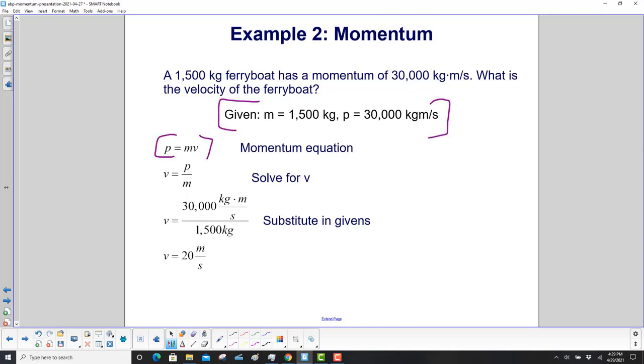So we need to solve that equation for v, and we do that by dividing both sides by m. And now we have momentum over mass. Substitute in our mass and our momentum, and we have 30,000 kilogram meters per second divided by 1,500 kilograms. Kilograms will cancel out, and you're left with 20 meters per second.